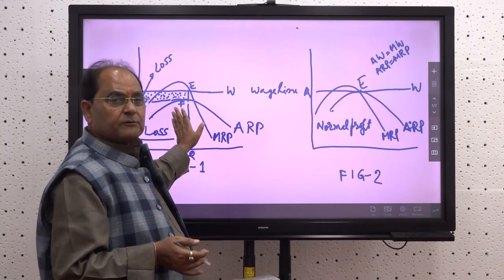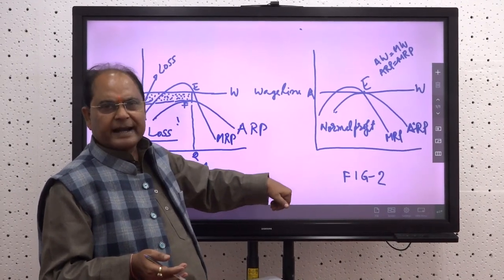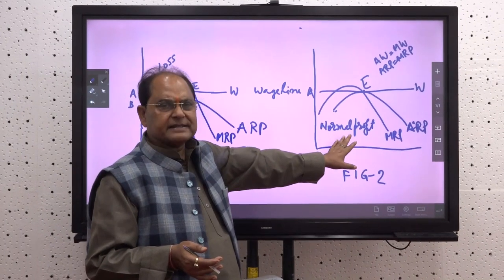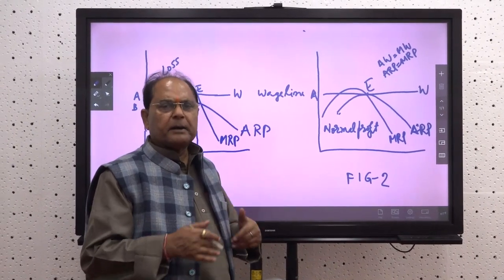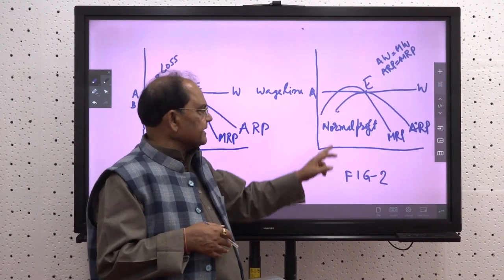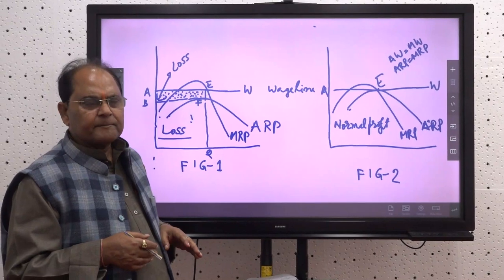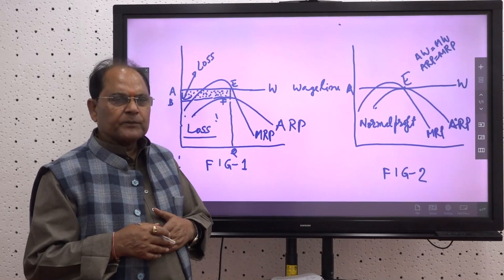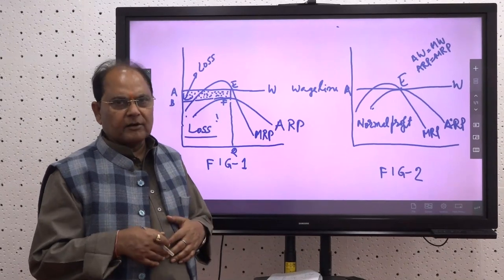And if there are losses, then what will happen? Many firms will leave the industry, so the supply will get restored to the normal situation. So usually in the short run, one may get either profits or losses, but what is the usual situation in perfect competition? It is that of normal profits. So that is all about this discussion of wages under perfect competition. We'll continue this discussion regarding the determination of wages under the conditions of imperfect competition. Thank you.